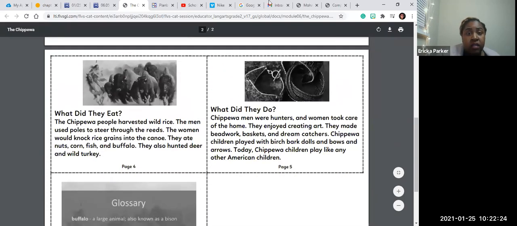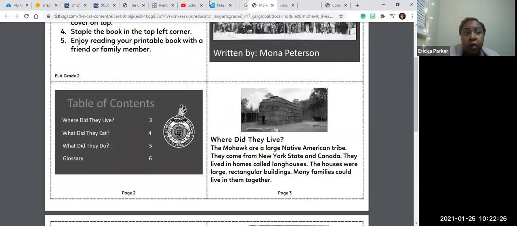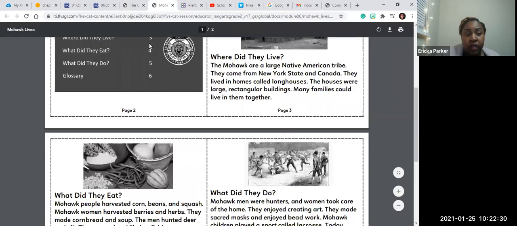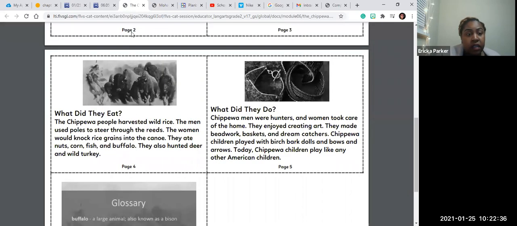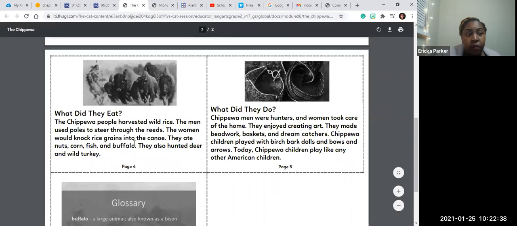Now let's go back and look at the Mohawk. Let me put this over here so it's easier. What are they eating? All right, then let's look at the Chippewa. What are they eating? There are some similarities there. They both eat corn.